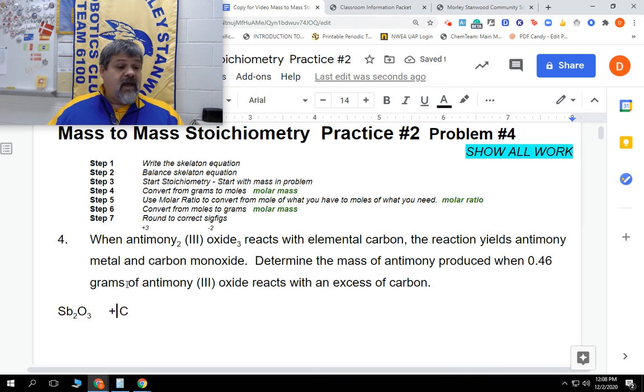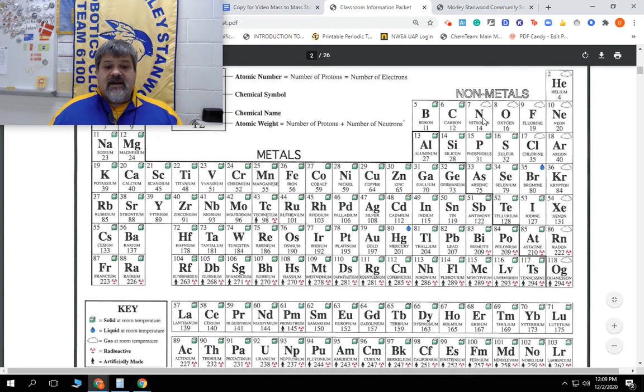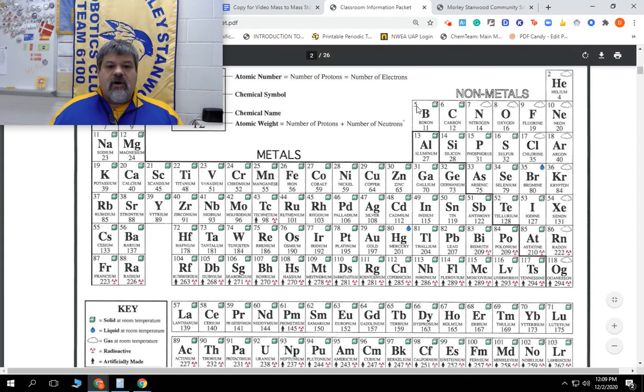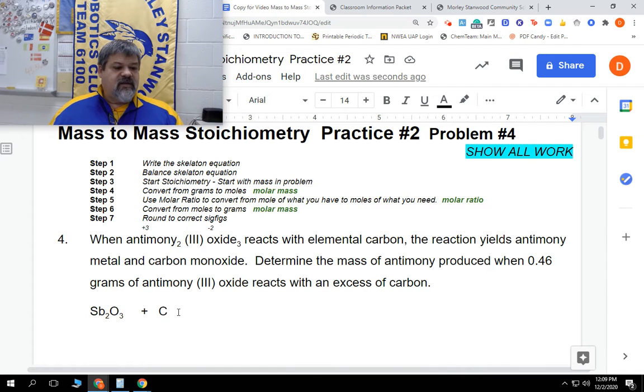Now again, anytime we have an element by itself, we have to ask, is that element diatomic? So let's go back to the periodic table. The diatomic elements make a 7 right here, and carbon is not one of those. So it's nitrogen, oxygen, fluorine, chlorine, bromine, iodine, and over here, hydrogen. Carbon is not one of those, so we can leave it just like that. It's going to react to produce antimony metal, which is going to be Sb. Is it diatomic? No, it wasn't one of our 7, so it's not diatomic.